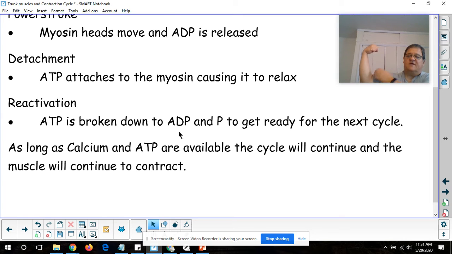So in the contraction here, I've got my prime mover and my antagonist. There are a number of fixator muscles in the rotator cuff that are keeping the shoulder stable. And there are other synergists besides the bicep and the tricep that are helping with one or the other directions of movement. All muscles are complicated.